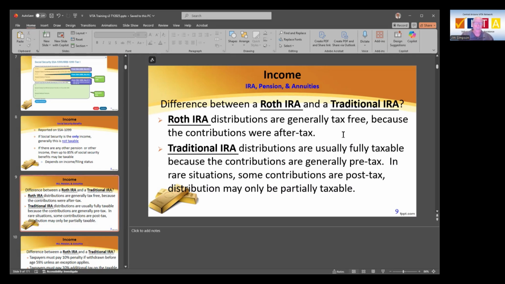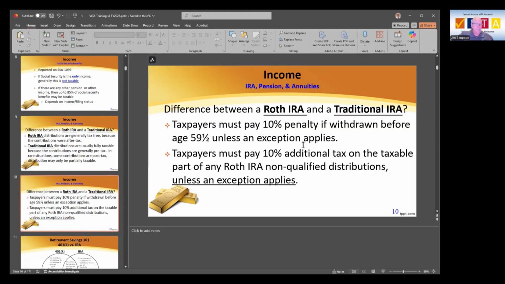A traditional IRA is different because when you put that money into the IRA, you get a tax deduction. You don't have to pay income tax on it. But then it sits there and grows and grows and grows. And then when you start taking distributions out of it, it's 100% taxable. So that's kind of the basic difference on it. Now, there's another wrinkle here too, that if taxpayers take a distribution before they're age 59 and a half, they're going to have to pay a 10% penalty, an early withdrawal penalty, unless an exception applies. And we'll talk about those exceptions in a minute.